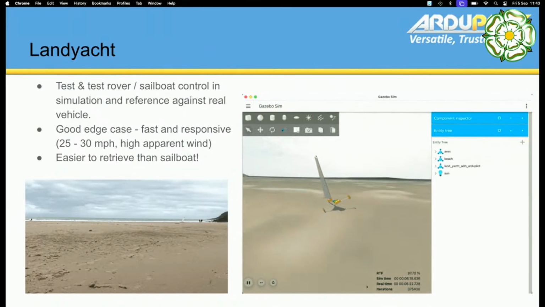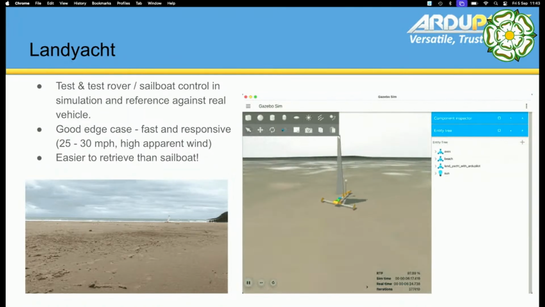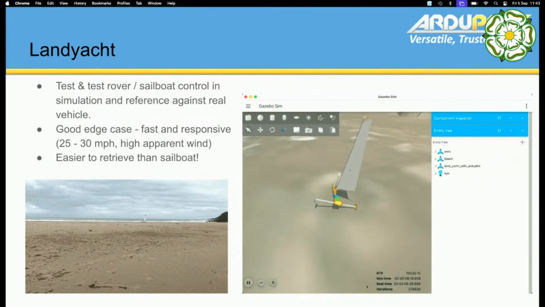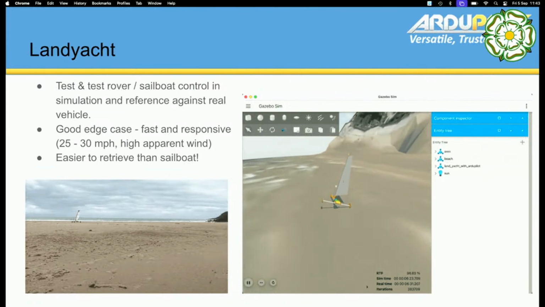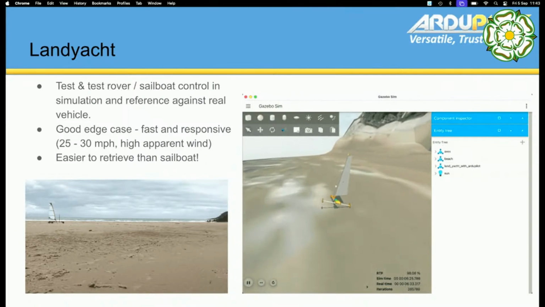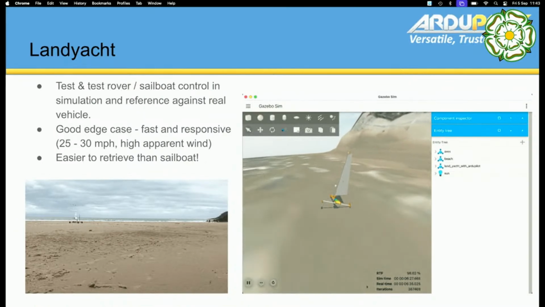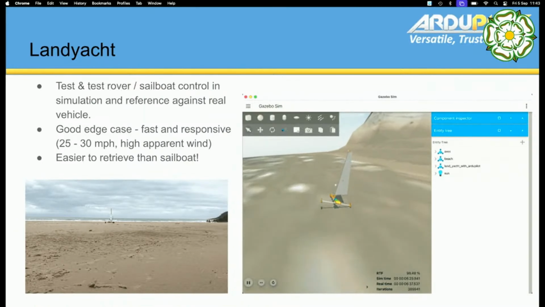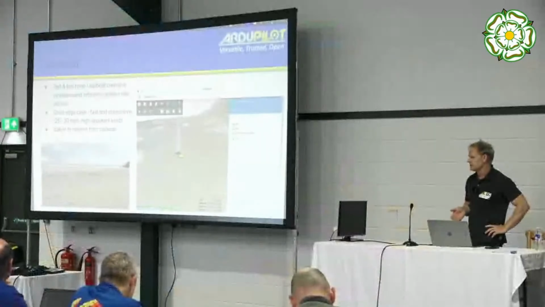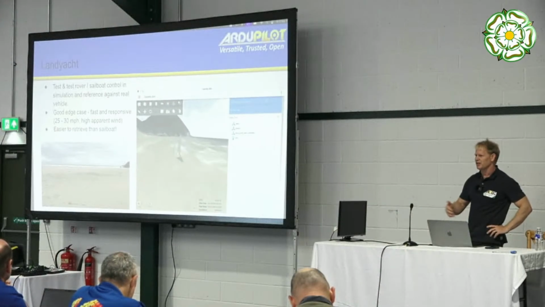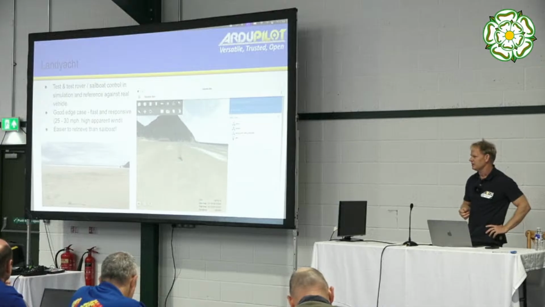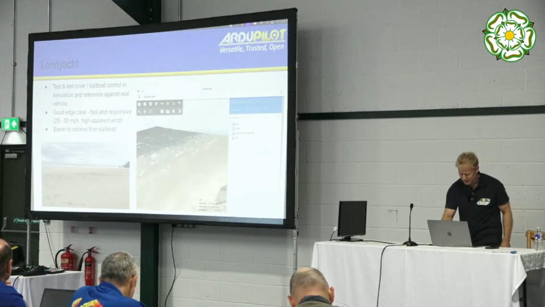So there was quite a bit of physics messing around to get this thing working. But it works, and it has the same sort of behaviors as the real land yacht. They're an interesting vehicle for sailing because they're quite quick. That means the apparent winds on the sails are quite high, so everything happens quite fast. So it's a good edge case for testing the sailing code, and that's how that one came about.